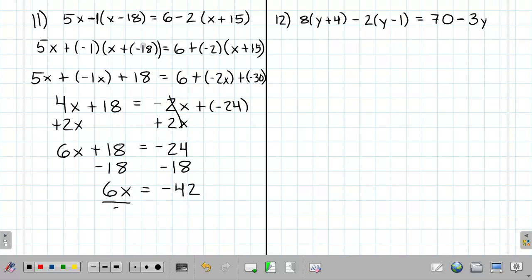And the last step here, divide by 6. x in this case is equal to negative over positive, negative. 42 divided by 6 is 7. So negative 7.